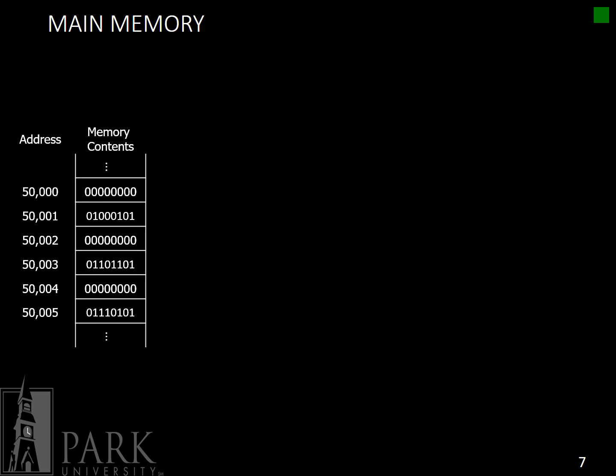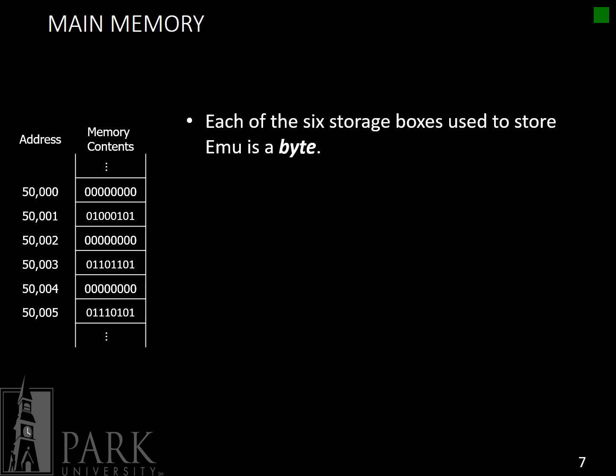So how does main memory work? Well, you can think of each memory kind of like a mailbox, right? And the size or the capacity of the memory is described in terms of the number of bytes. So each of these 6 storage boxes listed on the screen here is used to store the word emu, and each of these locations is a byte. So if we take a look at this, we are storing the 3 letters E, M, and U. And don't ask me why we're using emu, because I don't know. Just ask the author of the book.